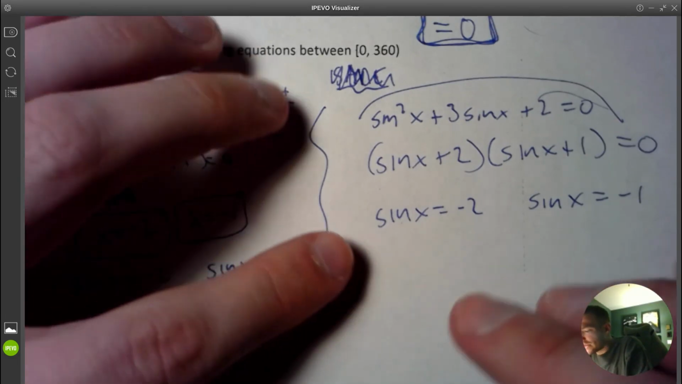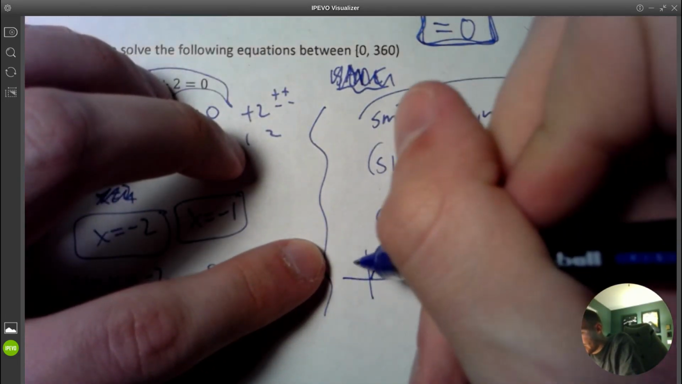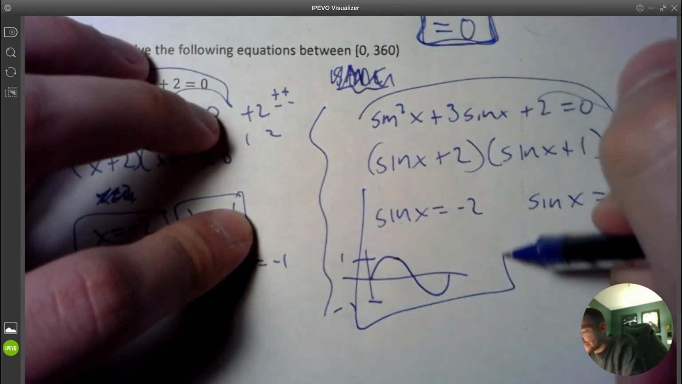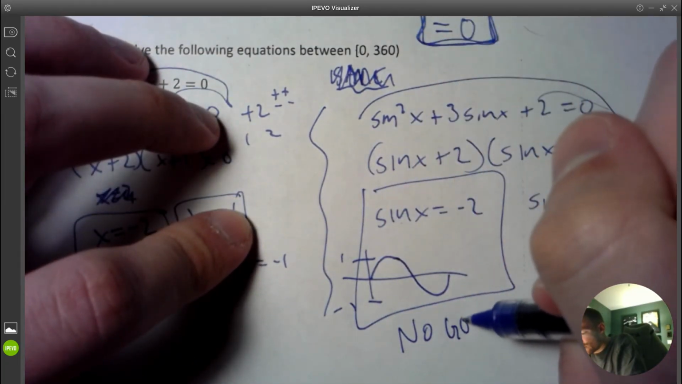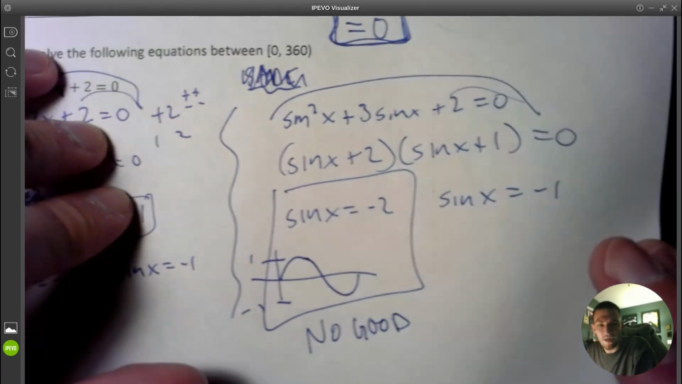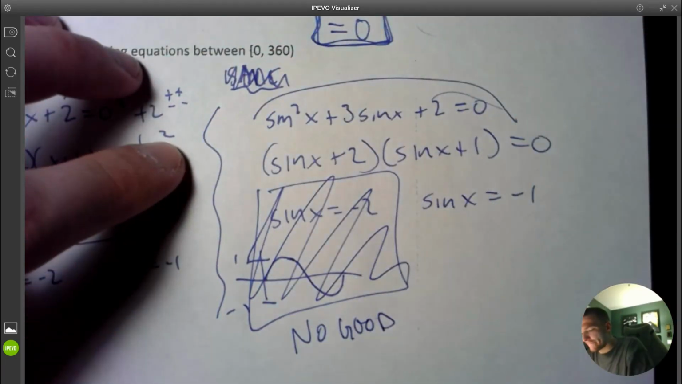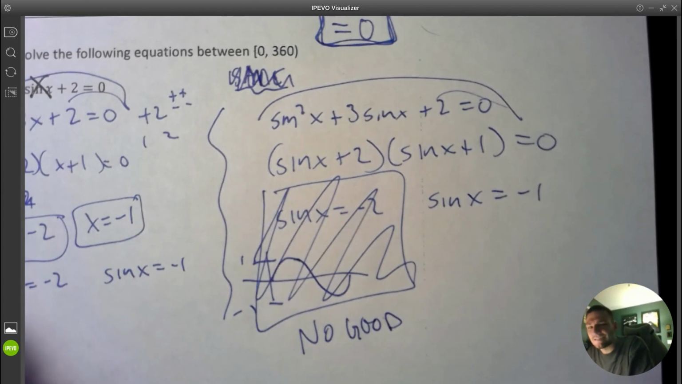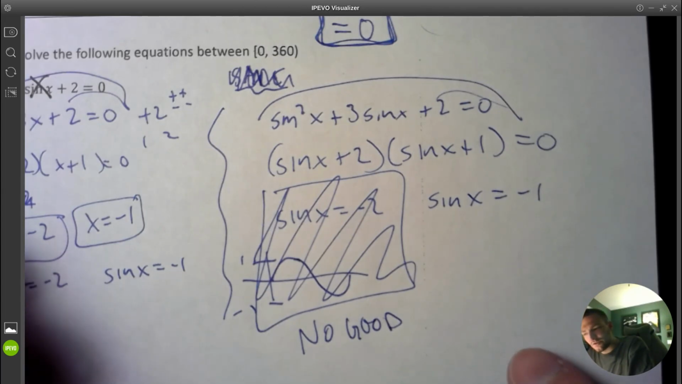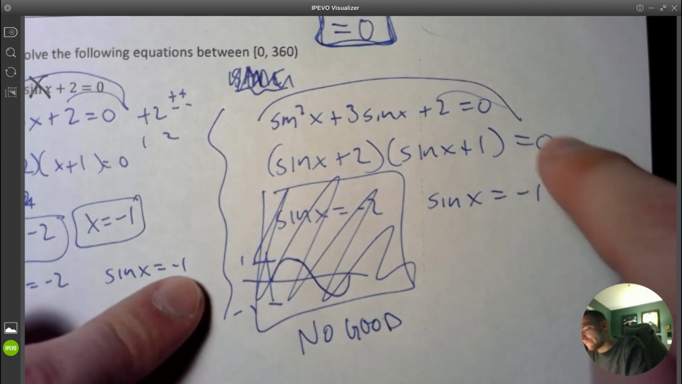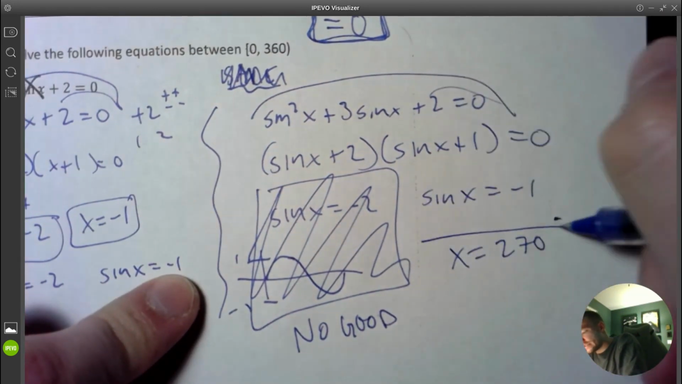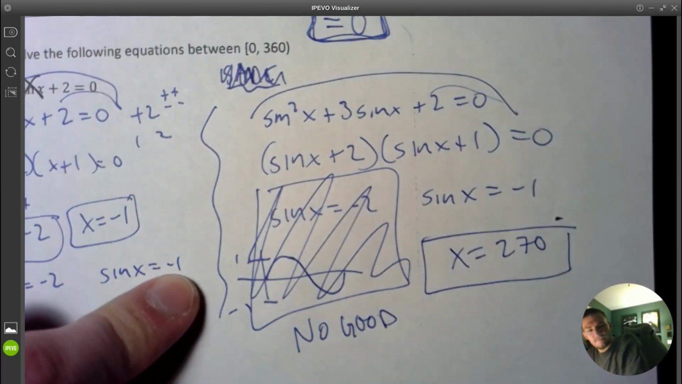So, remember our sine graph. It goes up to 1 and it goes down to -1. This right here is no good. We're getting no answers from that. This piece over here, where is sine -1? That is a good answer. Sine does equal to -1. I can use my unit circle. I can use my graph. X equals 270 degrees. And that's it.